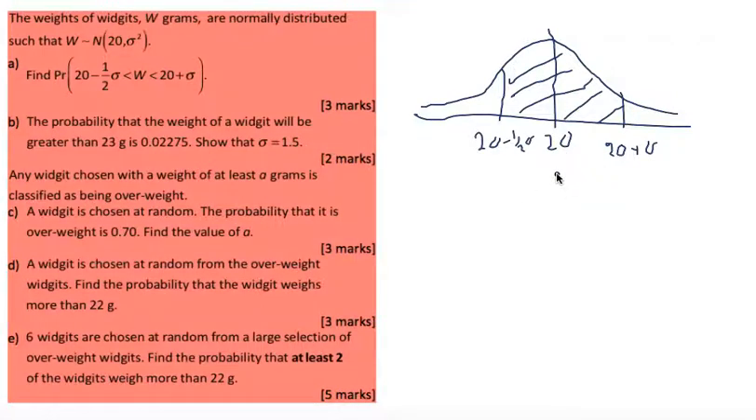When I standardize this, it's 0. When I standardize this, I'm 1 standard deviation away from the mean. When I standardize this, I'm a half standard deviation away from the mean. Now these values are standardized. So I'm going to jump and get my calculator now.